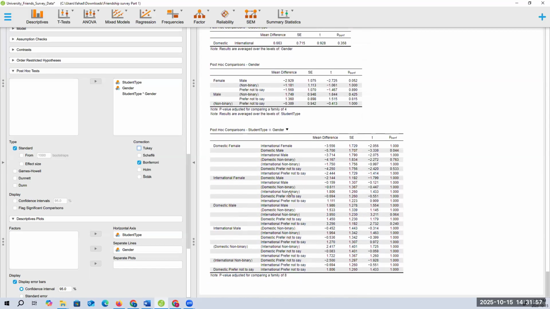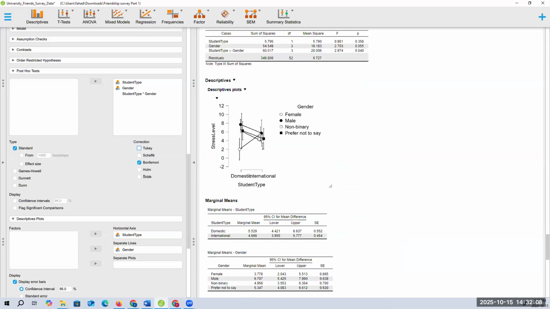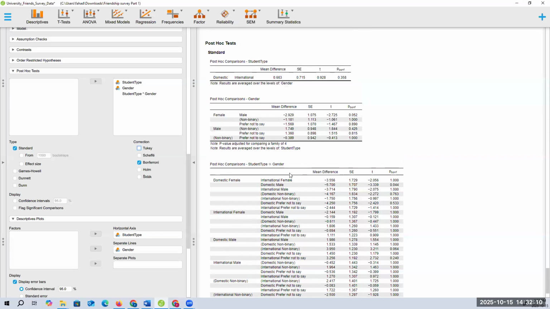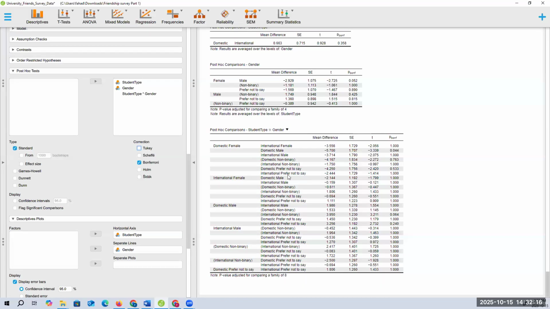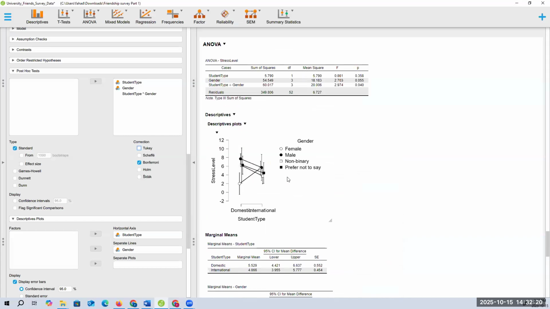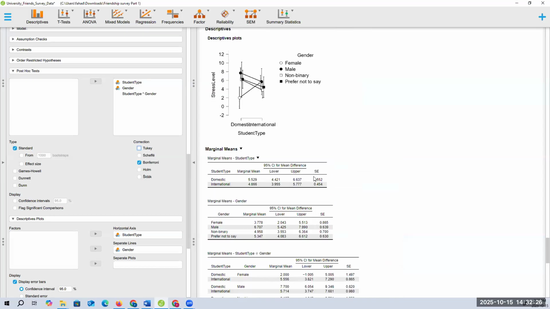But you have to look at the post hoc t-test to see where this is, so domestic versus international female. Here we have female, domestic, international. Oh, it doesn't show up as significant here, where that significant effect is in terms of student type and gender on stress level.